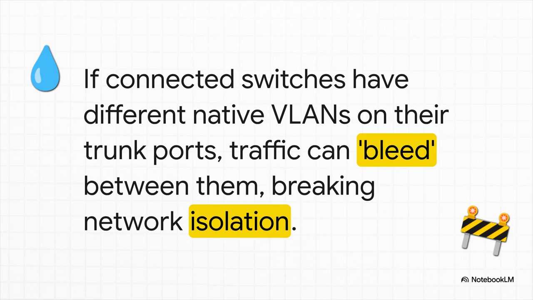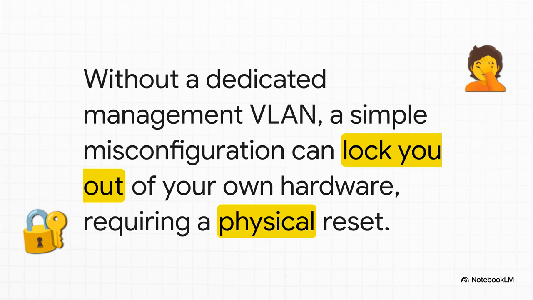Next up, mistake number two. This is such a classic configuration screw-up. It's when you have a native VLAN mismatch. So let's say on one switch, the native VLAN is set to 10, but on the switch at the other end of the trunk cable, it's set to 20. Well, now your untagged traffic can actually bleed between those two different networks. It's like having mislabeled plumbing that sends water to the wrong room, completely breaking the isolation you worked so hard to set up.